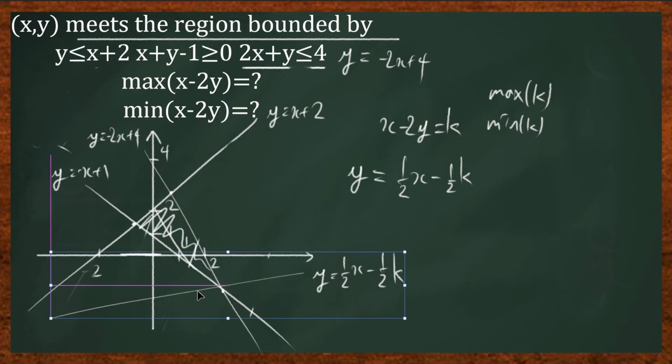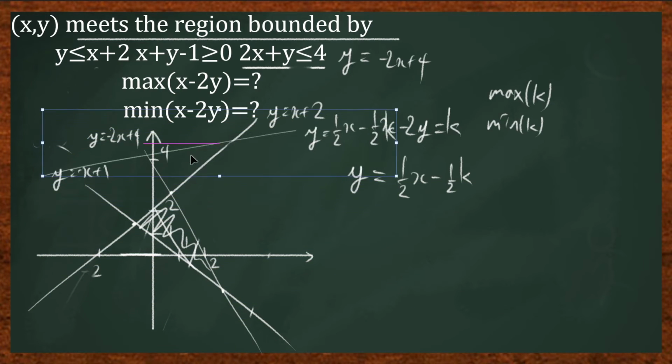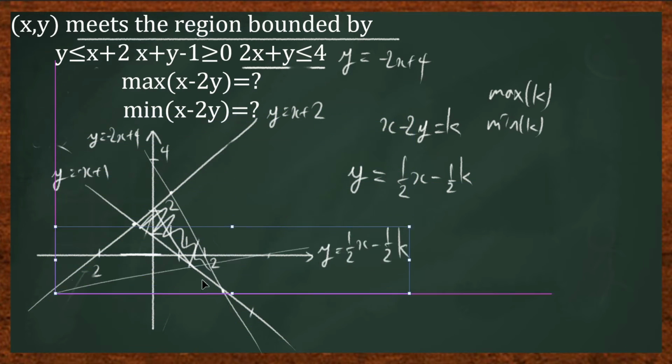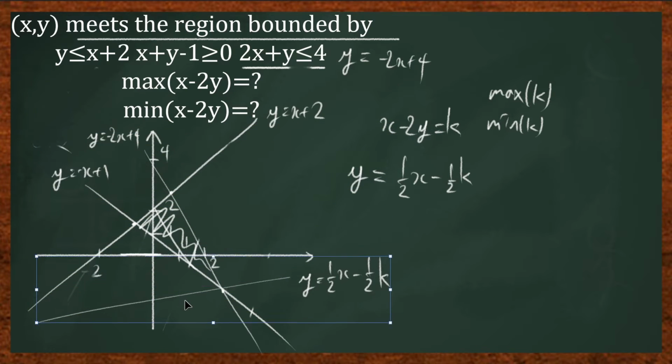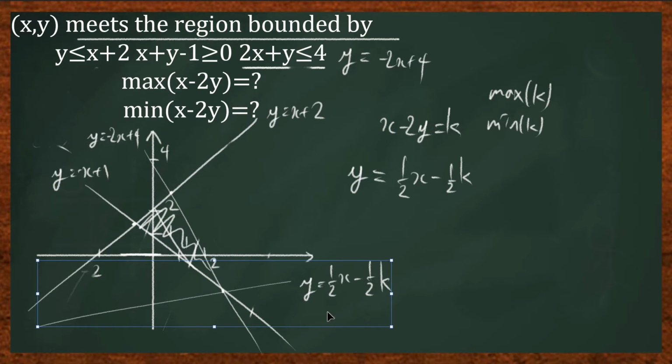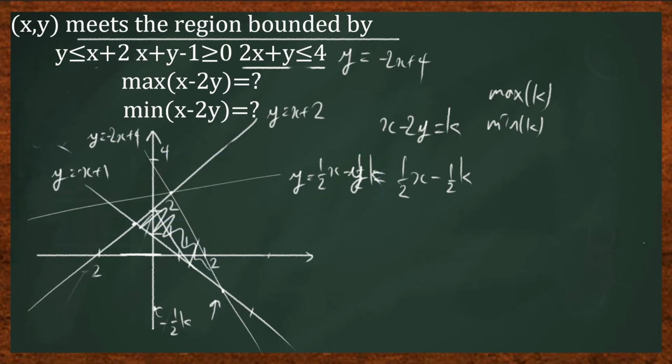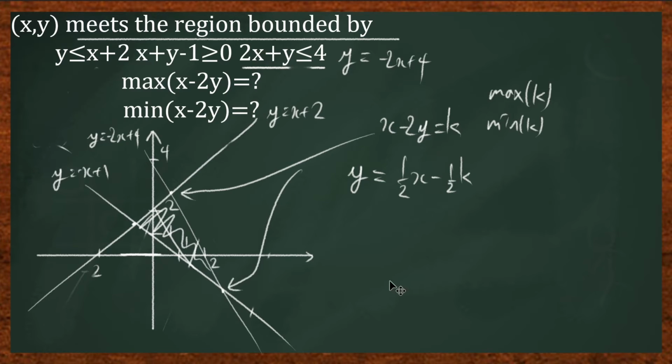As you can see, if we move this line up and down by changing the value of k, we can say that when it goes through this point, it will be the minimum of the y-intercept. And when this line goes through this point, it will be the maximum of the y-intercept. Therefore, if we put the x and y coordinates of these points into x minus 2y equals k, that will be the maximum and minimum of k.